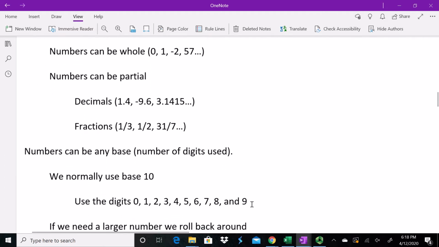So then we can get into what we talk about when we say that we use base 10 when we count. Numbers can be really in any base. We use base 10. It doesn't mean that those numbers are any more correct than any other base or any other system of counting. It's just what we're familiar with.